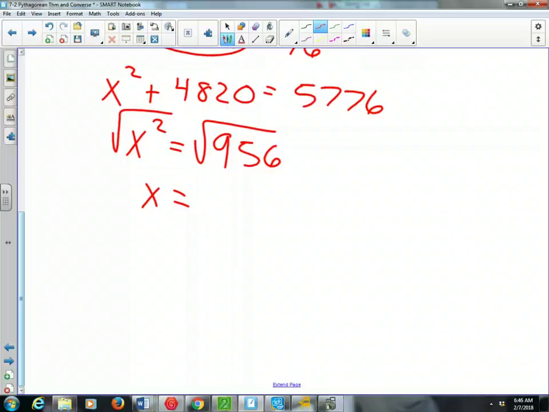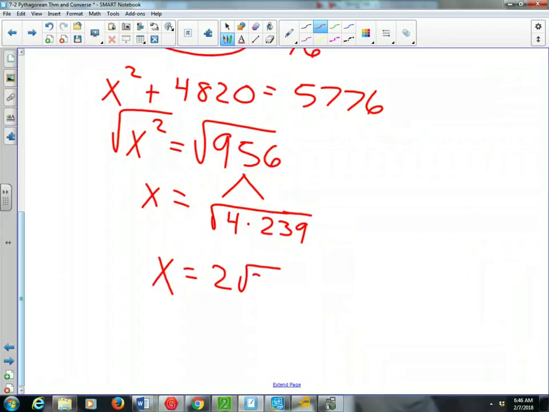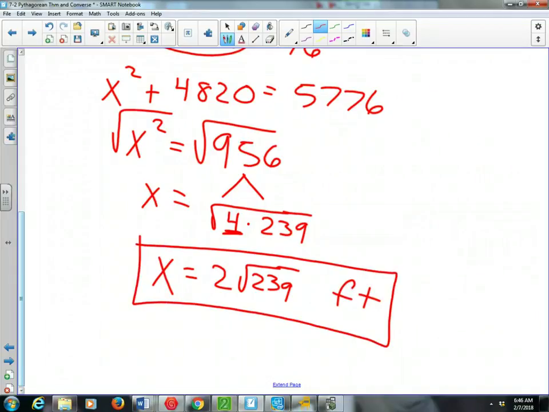If we have our exact answer, we can break this down into 4 times 239. So we could have an approximate answer just by putting that into our calculator, or as an exact answer, x equals 2 square root 239, because the square root of 4 is 2. Did we have units on this one? Yes, we did. Feet. So we'll be doing many more practice problems on the Pythagorean theorem when you get to class tomorrow.